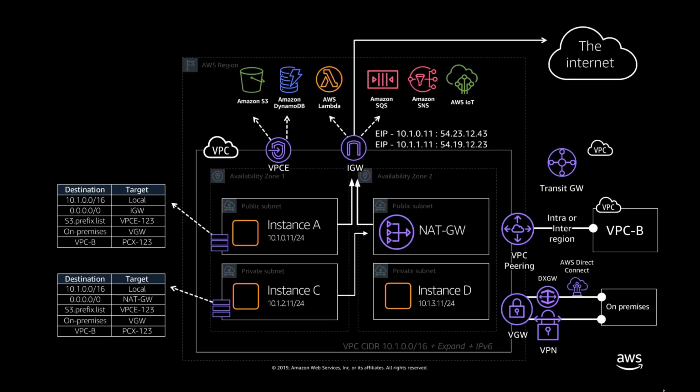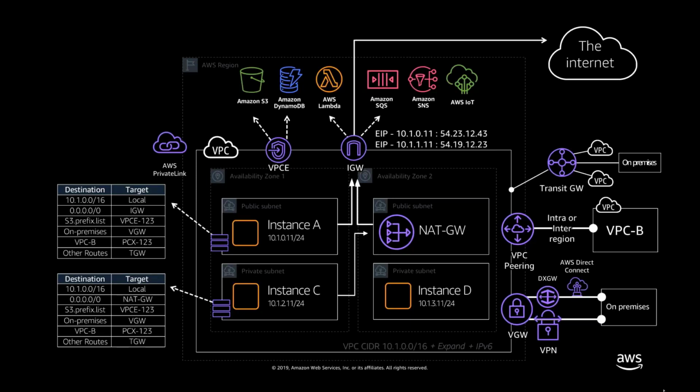Now you can also connect multiple VPCs through Transit Gateway. Transit Gateway is essentially a product that you can use to connect up to 5,000 VPCs in your AWS environment. You can also consolidate your connection from on-premises through Transit Gateway.